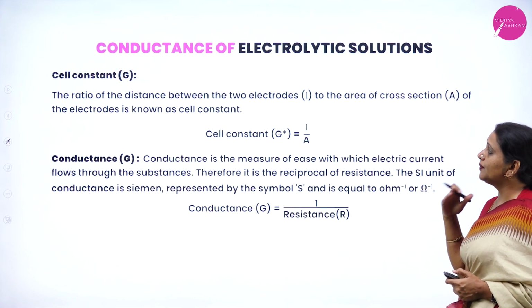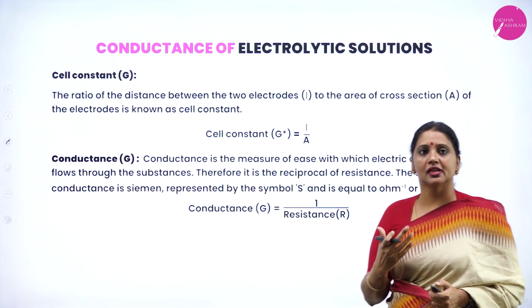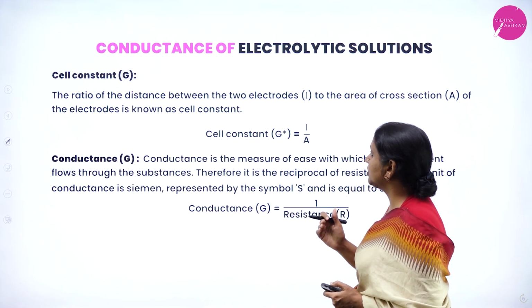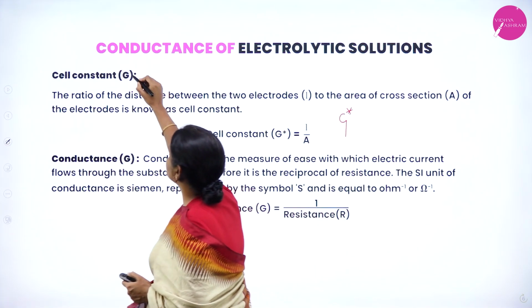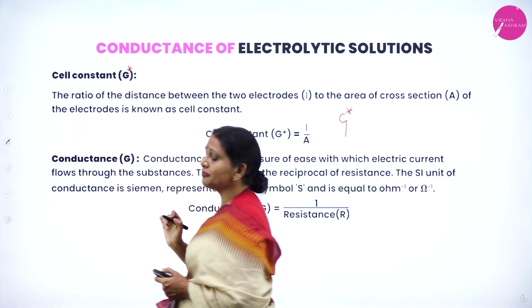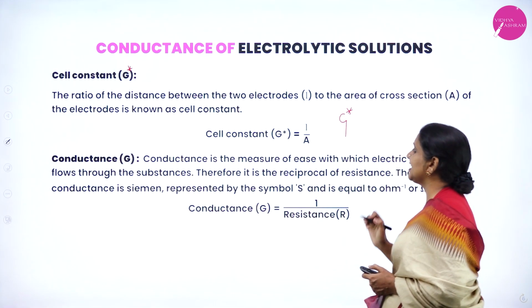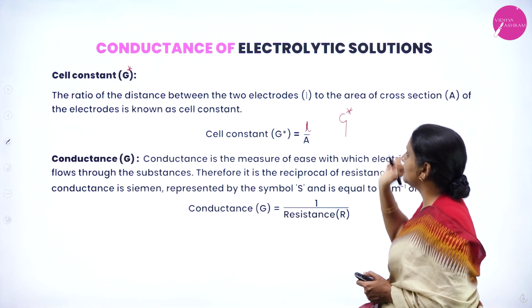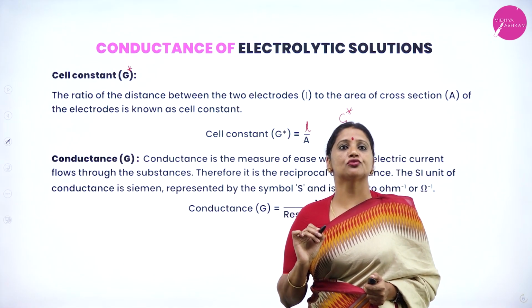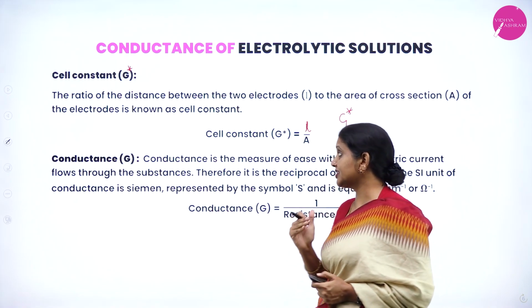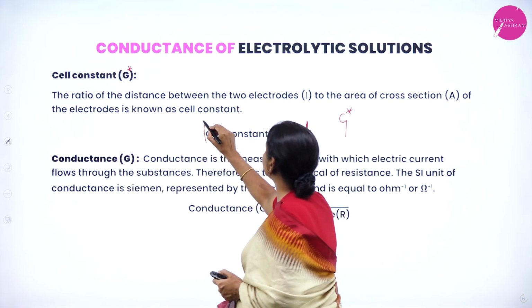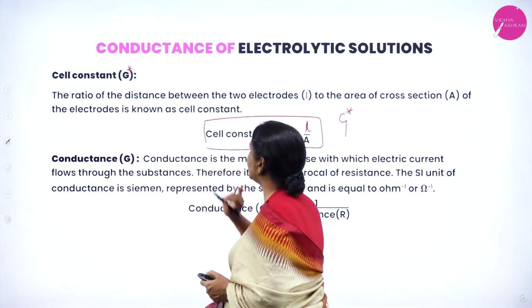Next, when you consider cell constant, it is denoted by G star. What is cell constant? It is the ratio between length and area of cross section. Therefore, cell constant G star is equal to L by A.